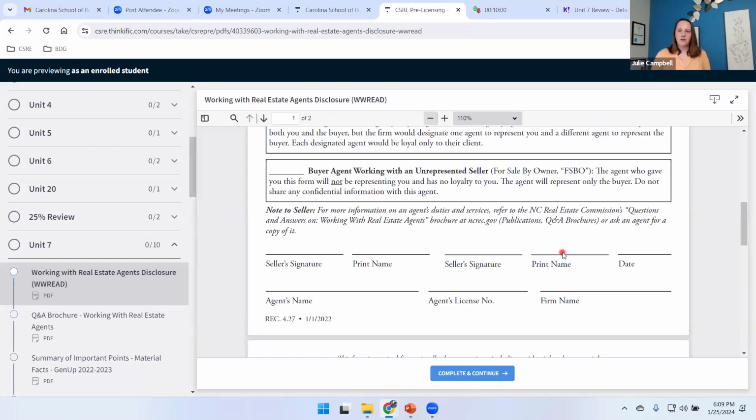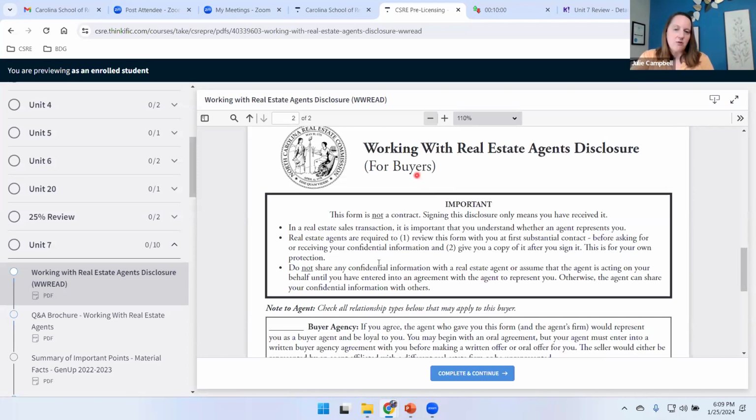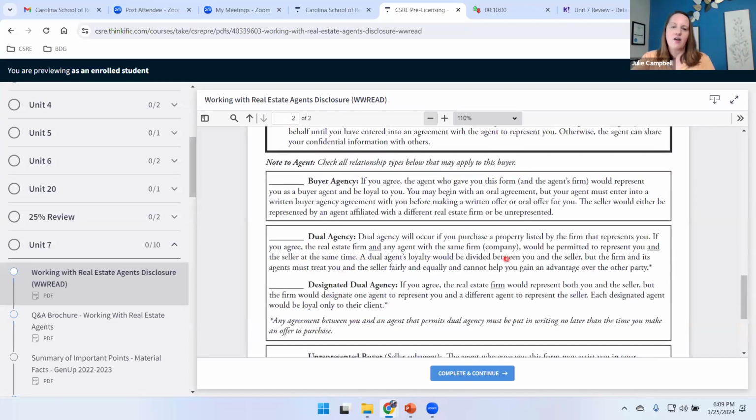Maybe you take a picture of it for your records. Maybe you run around with two copies. There's no wrong way to do that, just so long as you retain one for your records and you have one for them. The second version then is for the buyers. So again, this is similar. I don't owe you confidentiality until and if you decide to hire me.